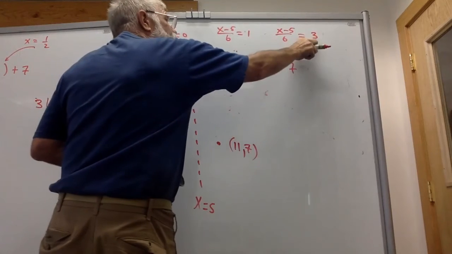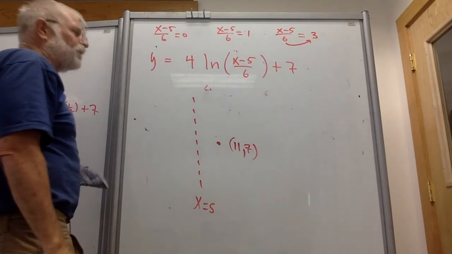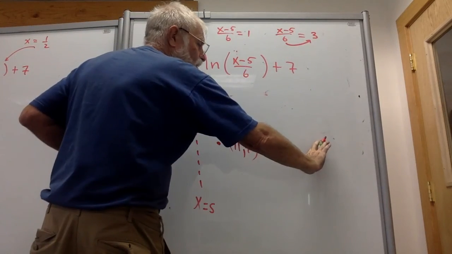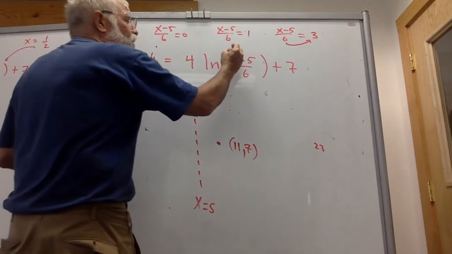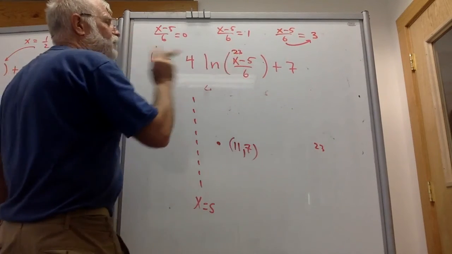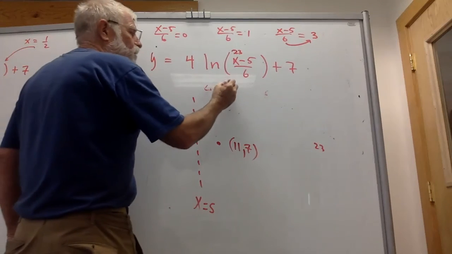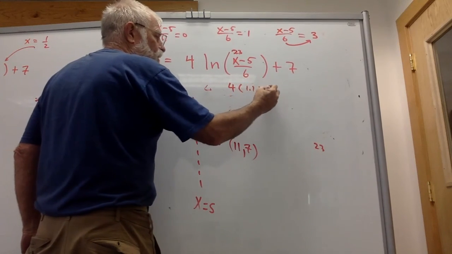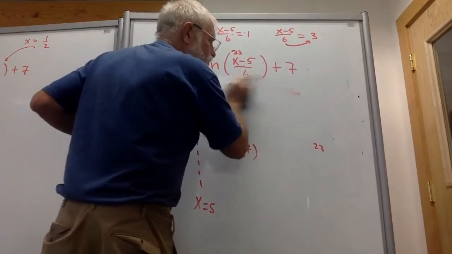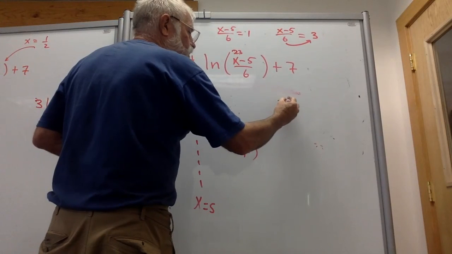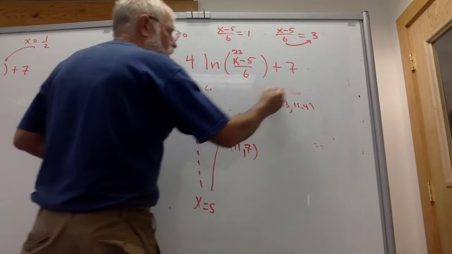So 6 times 3 is 18, plus 5 is 23. 23 is way out here. Now I just got to find out the height that goes with 23. So I put a 23 in and I do the math. 23 minus 5, 18. 18 divided by 6, 3. What's the ln of 3? 1.1. So I get 4 times 1.1 plus 7. That looks to be 11.4. 11.4 is bigger. So I get 23, comma, 11.4. That's out here somewhere. Boom.